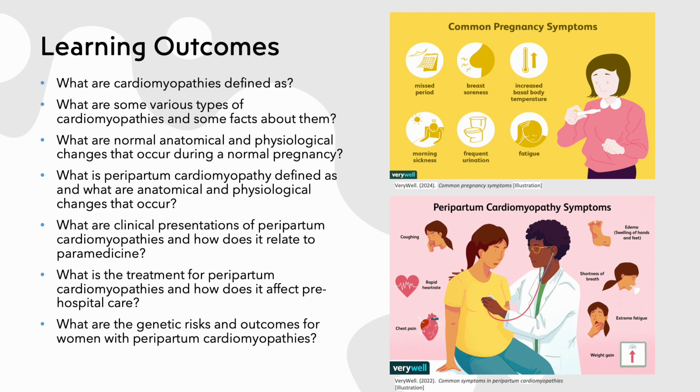We're going to discuss the normal anatomical and physiological changes that occur during a normal pregnancy. We'll also talk about how peripartum cardiomyopathy is defined and what anatomical and physiological changes occur. We'll discuss the clinical presentations of peripartum cardiomyopathies and how they relate to the field of paramedicine. Further, we'll discuss the treatment for it and how it affects our pre-hospital care. And lastly, we want to cover the genetic risks and outcomes for women with peripartum cardiomyopathies.